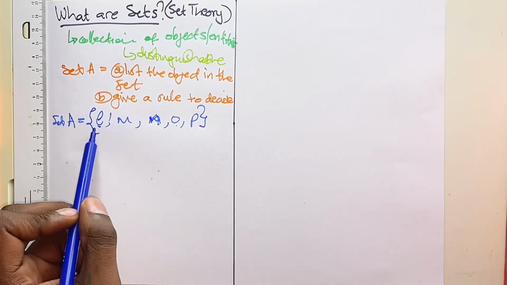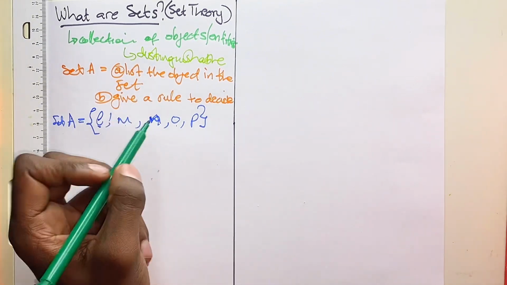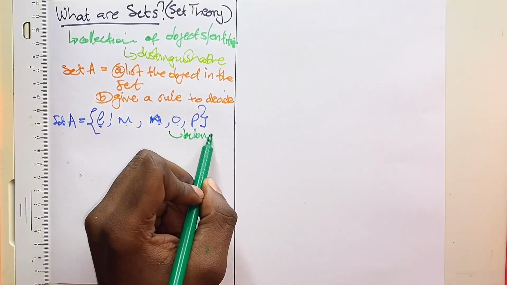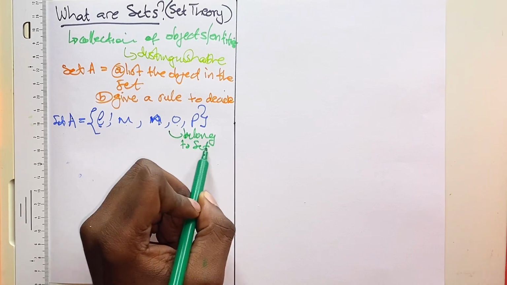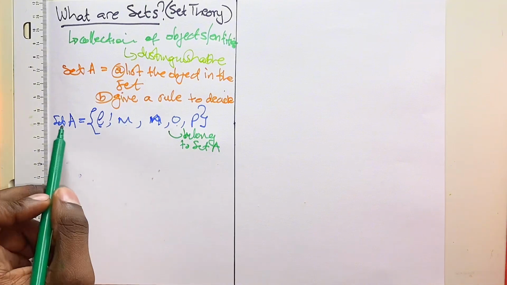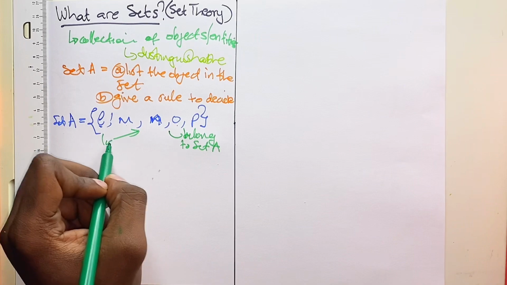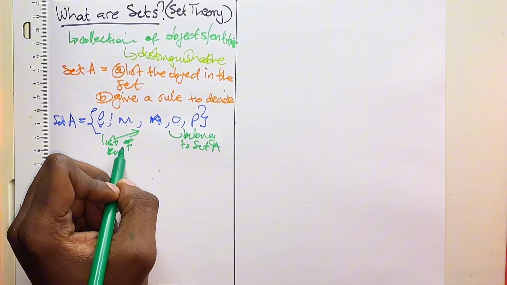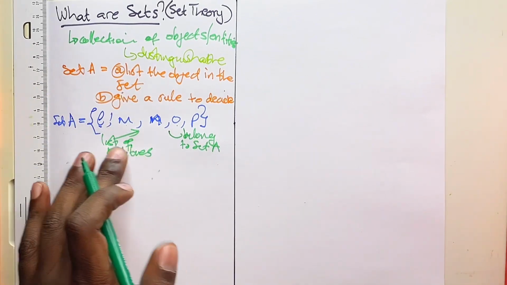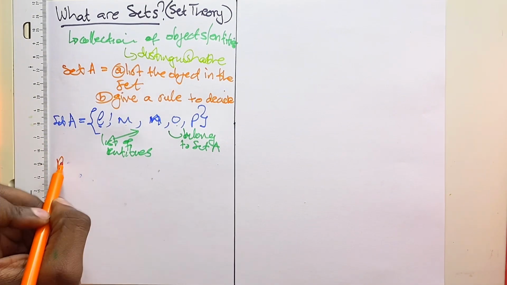L belongs to set A, M belongs to set A, N belongs to set A, O and P belong to set A. Here I have provided a list of all the entities that belong to my set A. If we write this down, we can say M belongs to set A. And here I have my list of entities.